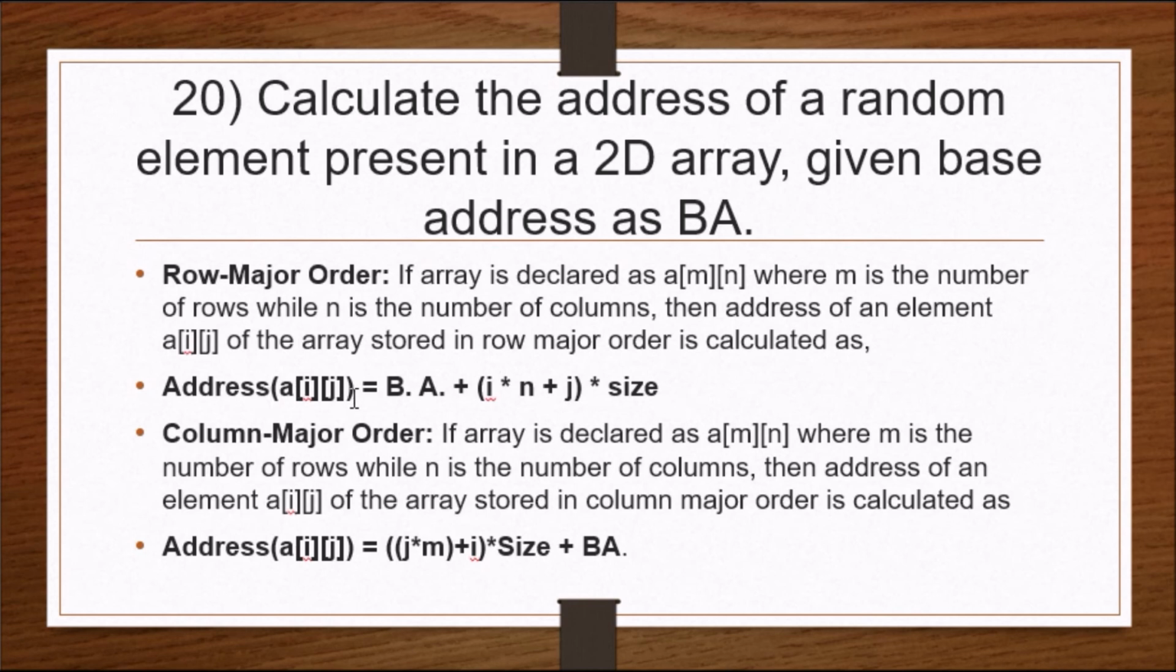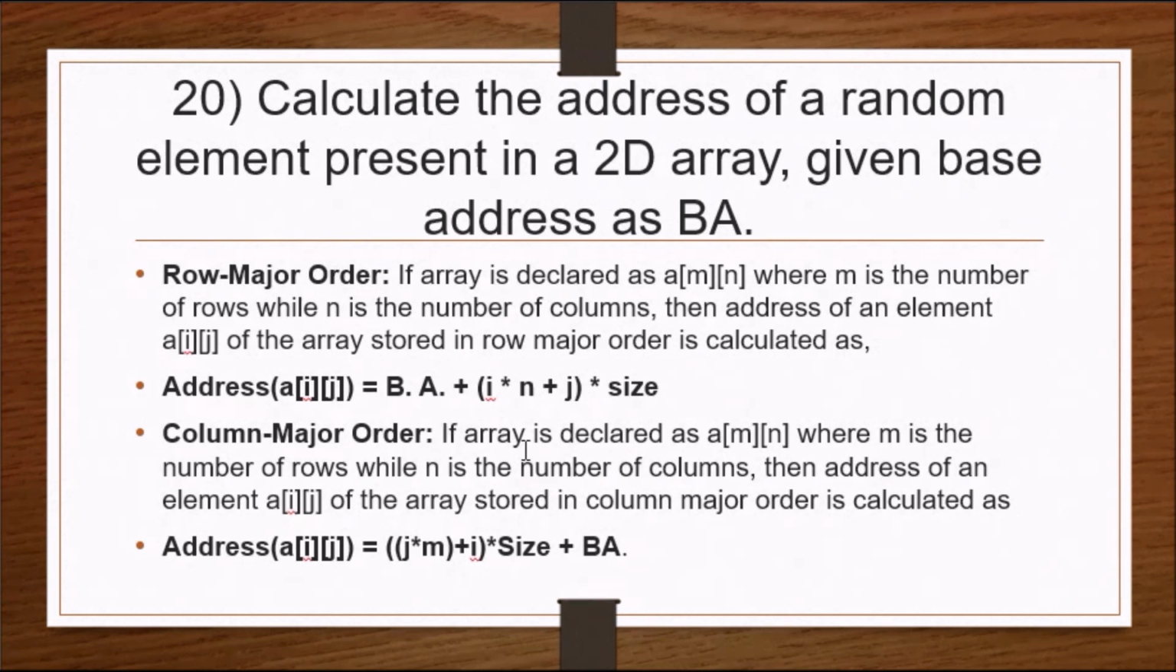Address of a[i][j] equal to BA, okay, BA stands for base address, plus (i multiply n plus j) and then multiply the size of the array element. Okay, and how to calculate column major order?